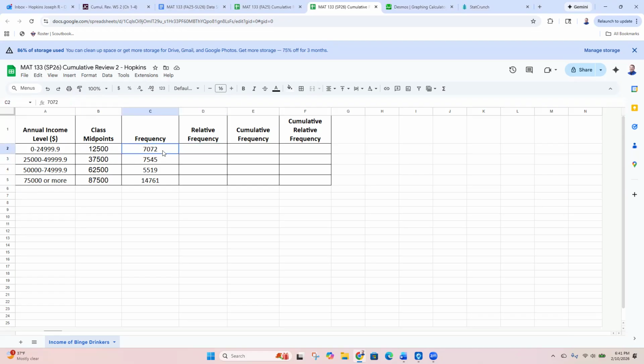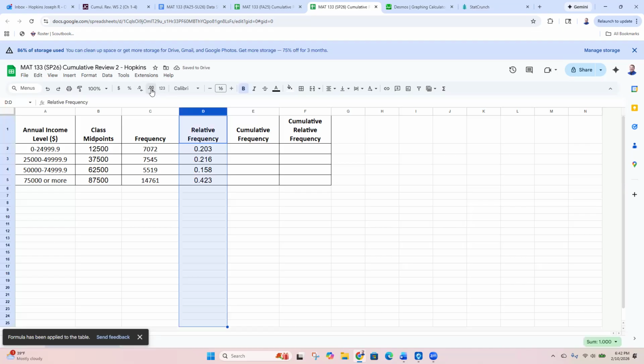All right, so for the relative frequency, I need to know what my total is. So if you highlight column C, in the lower right-hand corner, Google Sheets will actually sum it up for you. So it's 34,897, okay? So that's what I'm going to divide by. I don't actually have to calculate it because I just need to put it in here. It's the frequency divided by 34,897. Okay. And if you need to shift your decimals up or down, make sure you do that.